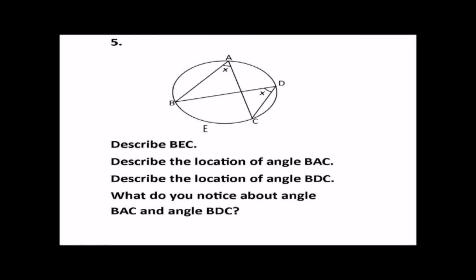So tell me about that relationship, guys. And number 5. Describe BEC, that part of the circle, that part of the circumference of the circle. Describe what you call that. Then describe the location of angle BAC. Describe the location of angle BDC. What do you notice about angle BAC and angle BDC? It's given. Just write it out.